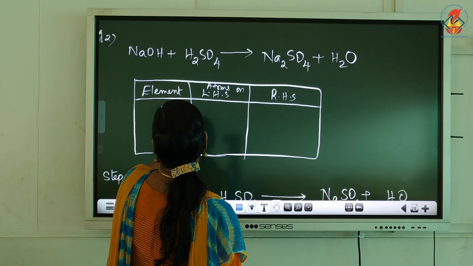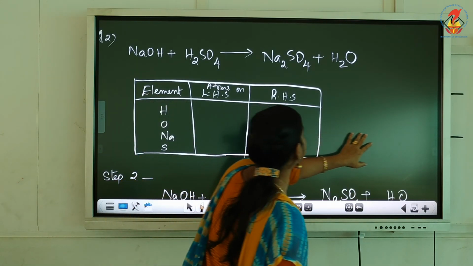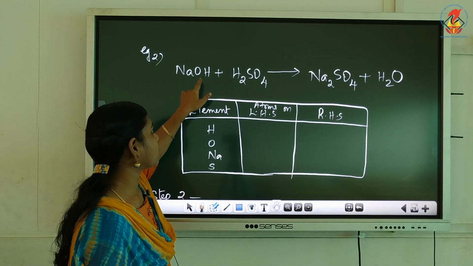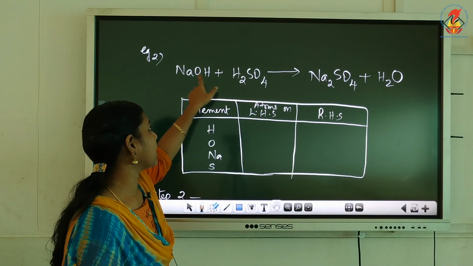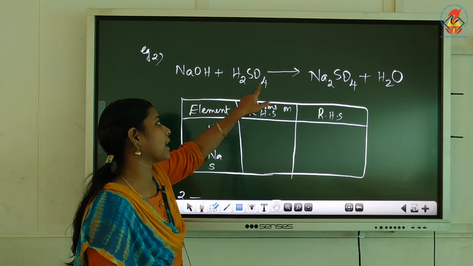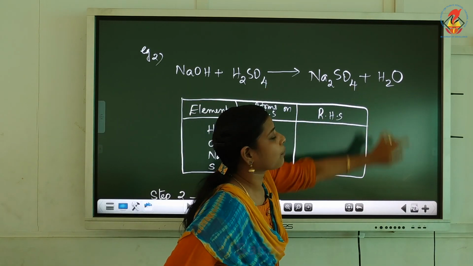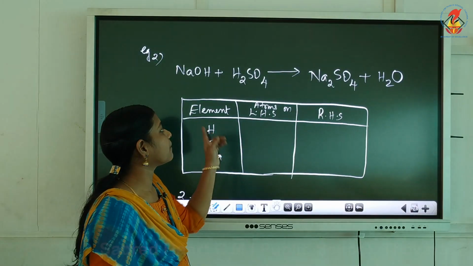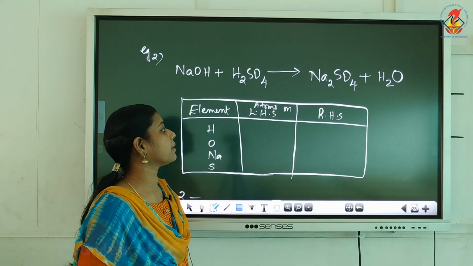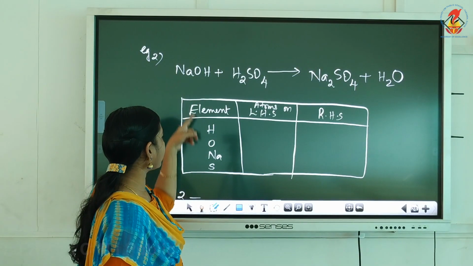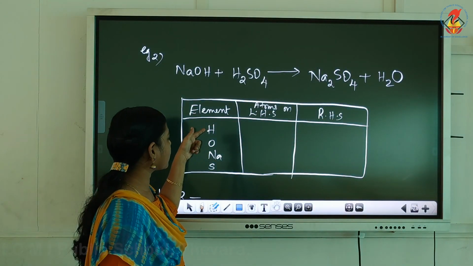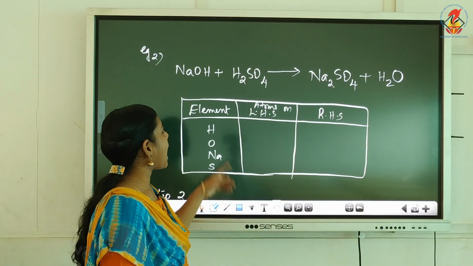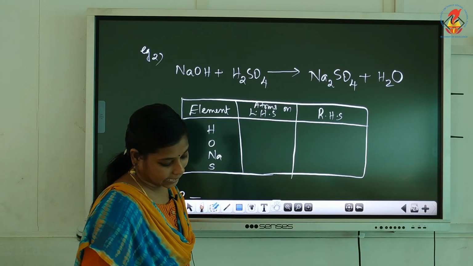We can see one more example. In that second example, it is given NaOH and the reaction between sodium hydroxide and sulfuric acid to give sodium sulfate and water. So sulfate will be produced and water. Different elements involved in this case are hydrogen, oxygen, sodium and sulfur. So we can see the number of atoms of all these elements on both sides.